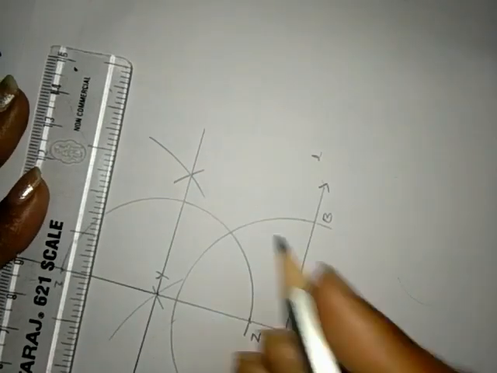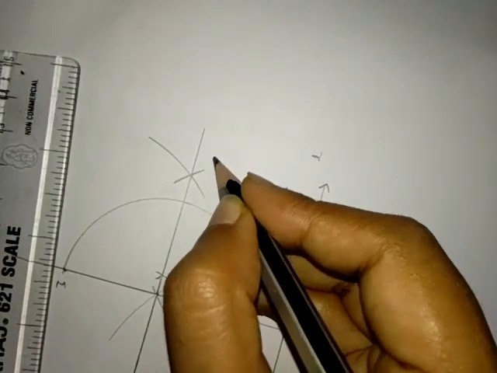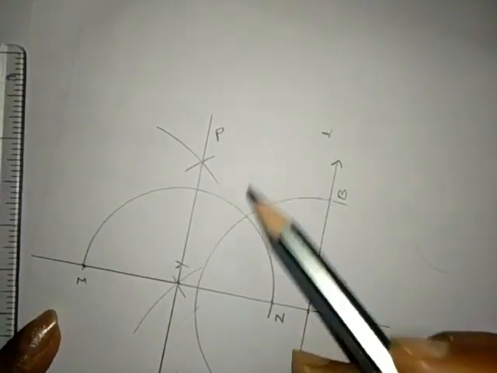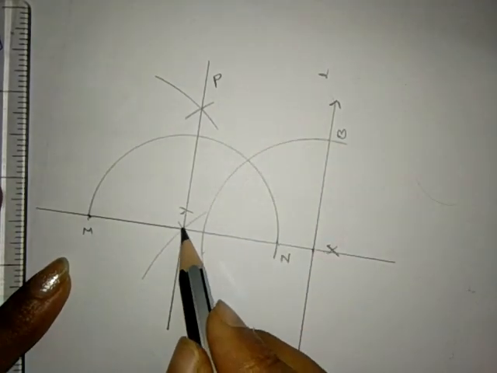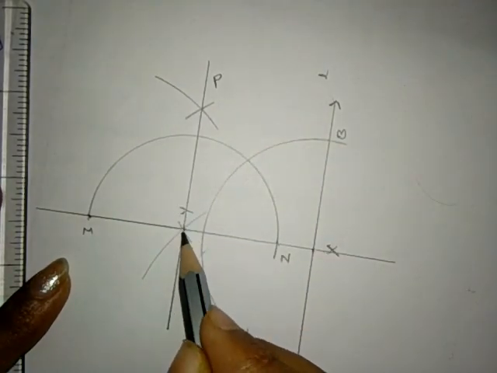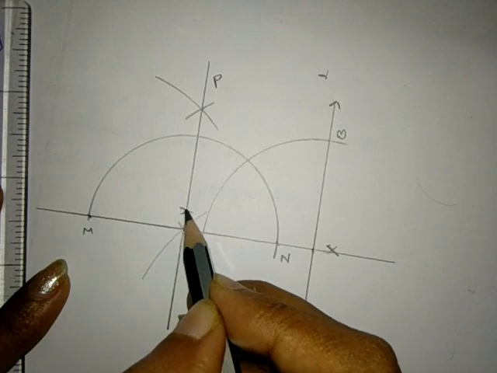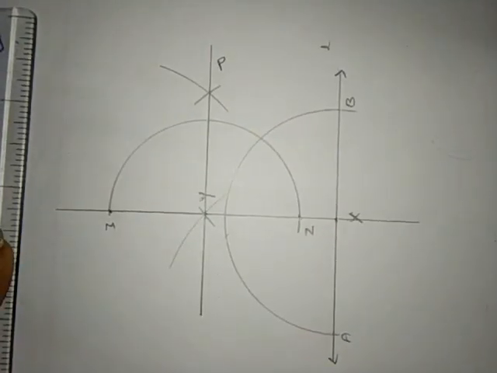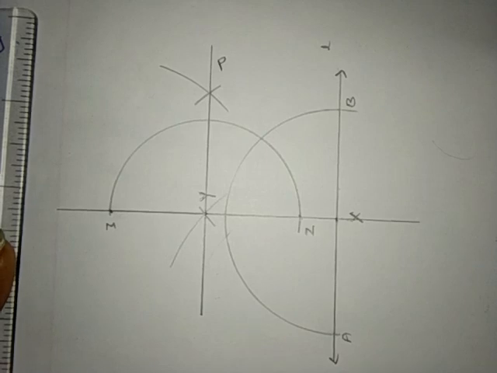Right? We'll call this P. Right? Thus we have again drawn a perpendicular line which is passing through the point Y here, isn't it? This is the point Y. I hope the construction is clear for you all. This completes exercise 14.4.